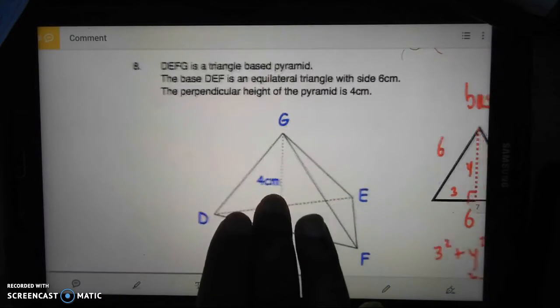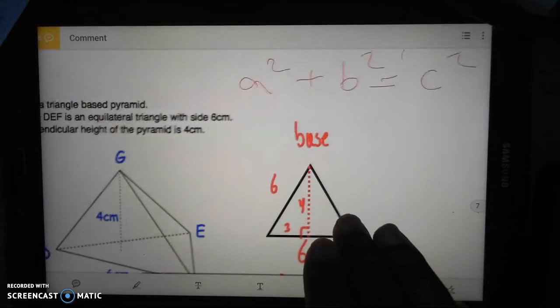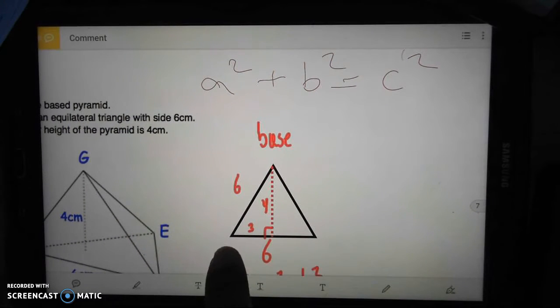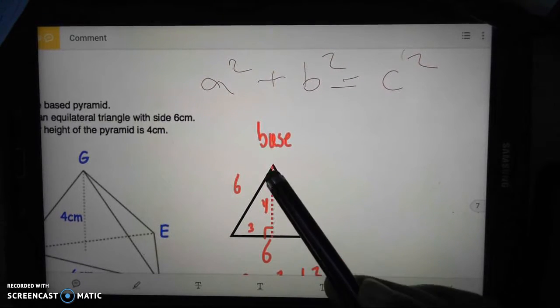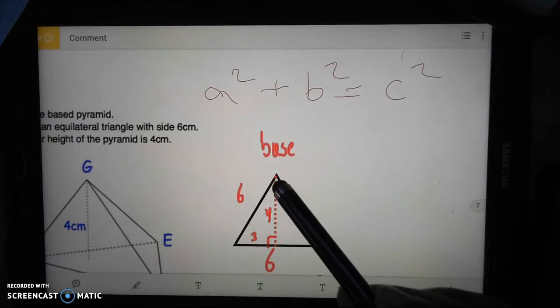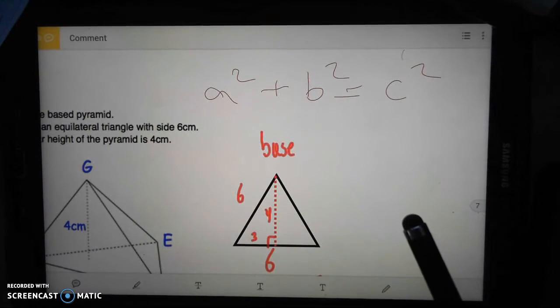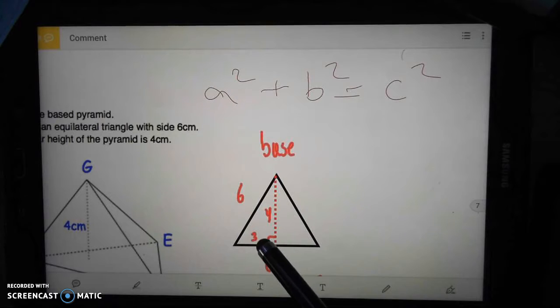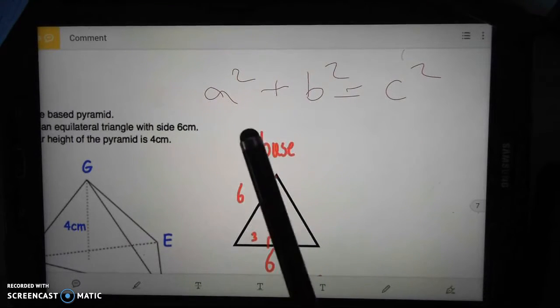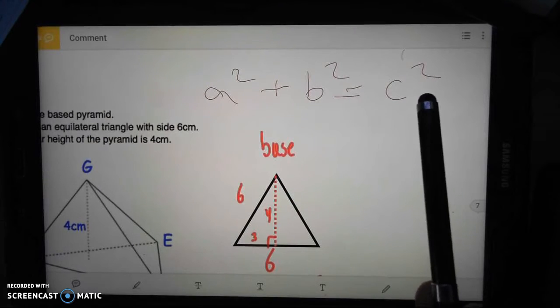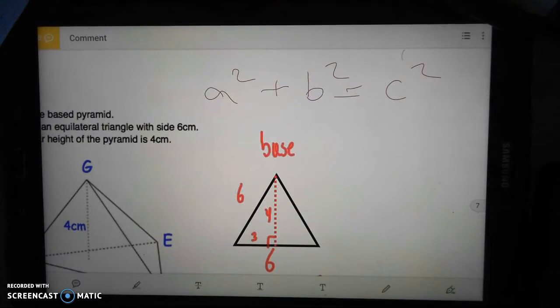So, because it's an equilateral triangle, if this side is 6, that side must also be 6. And to work out the area of the triangle, we need this length here, which they didn't give us. So we have to use Pythagoras because we have a right angle triangle here. Now, Pythagoras says a squared plus b squared is equal to c squared.